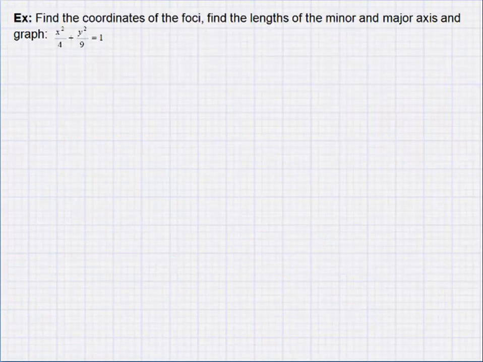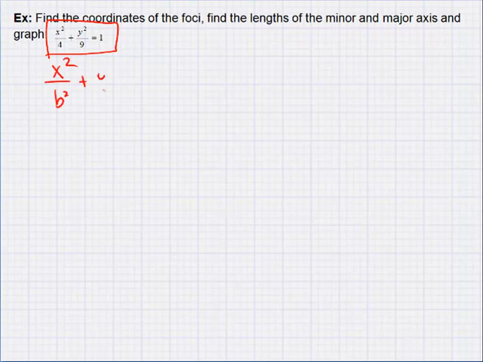Let's do another one. Find the coordinates of the foci, find the lengths of the minor and the major axis for this particular graph. So what you're going to have to do is recognize that this is an ellipse, because of the form. This has the form of x squared over b squared plus y squared over a squared equals 1. Now, the reason why I did a squared under the y is because this number is bigger, which means that this has to be a squared. So we want to find the lengths of the major, the minor, and the foci.